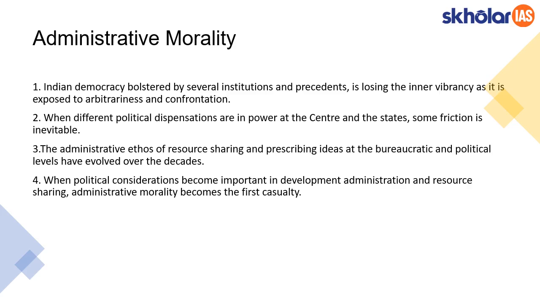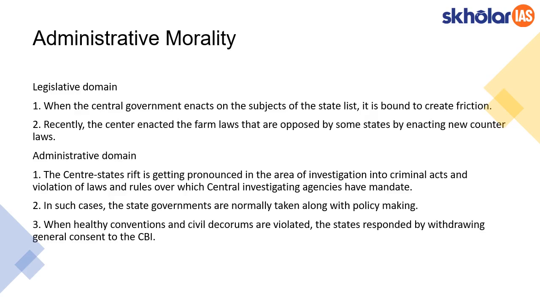Despite this vibrancy, there has been some sort of friction between the center and the state. The reason being, there are different political powers in the center and the state. But even when this friction exists, if political considerations become more important than administrative considerations, then it is an issue. That is where administrative morality gets affected altogether. Now we will see how administration gets affected by political considerations with some examples.